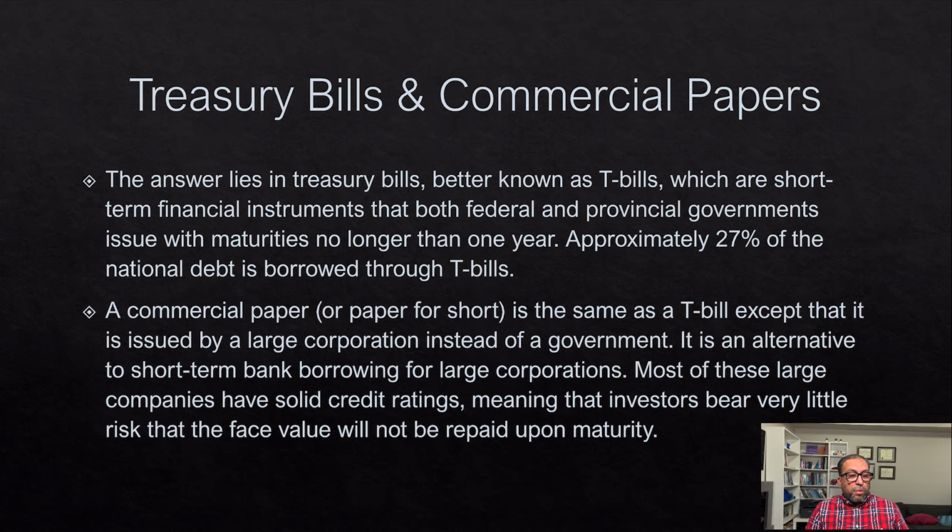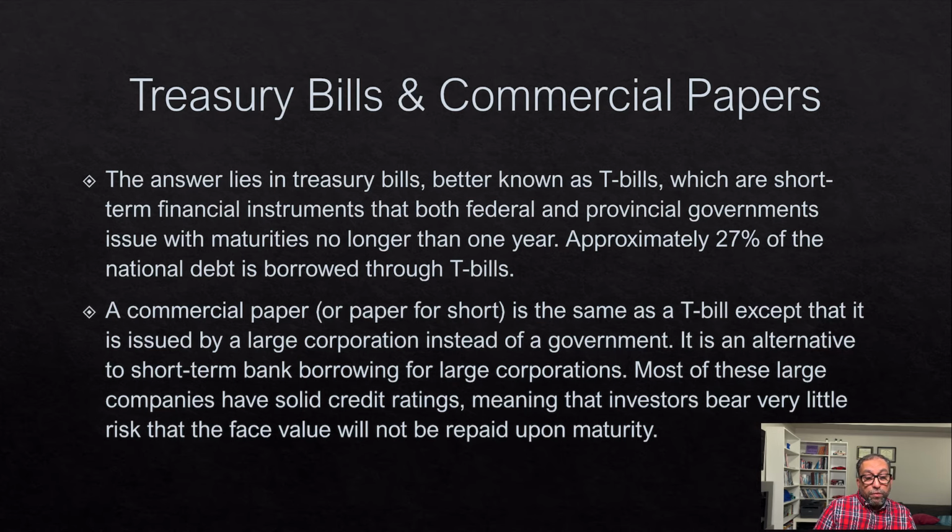The last thing is the Treasury bills. T-bills are short-term financial instruments that both federal and provincial governments issue with a maturity no longer than a year. Approximately 27% of the national debt is borrowed through T-bills. So all types of government, federal, provincial, and local, borrow from the public by selling bonds, and these are called Treasury bills. But the most common one in our economy is the federal government.